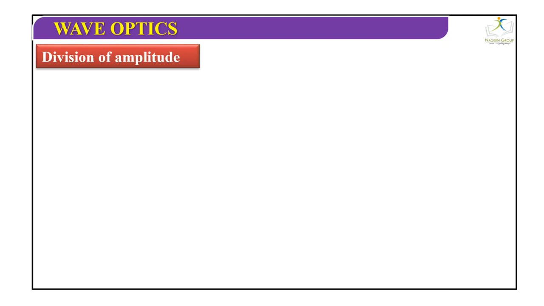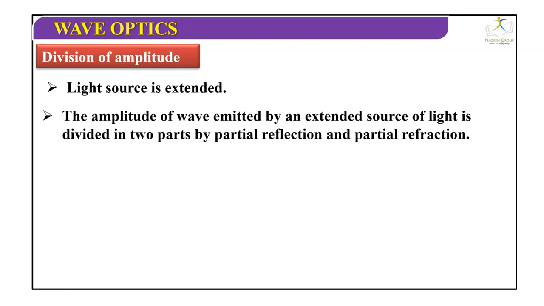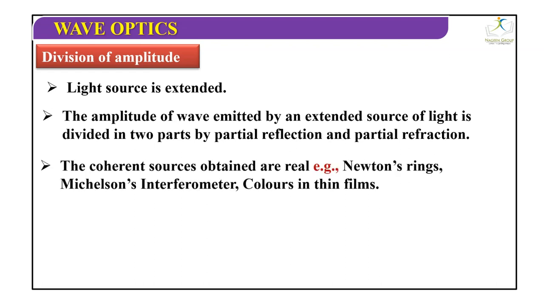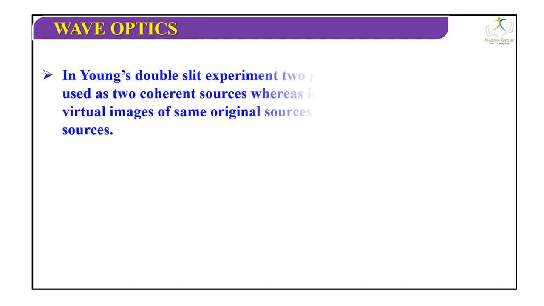Division of amplitude. The source of light is extended. The amplitude emitted by an extended source of light is divided into two parts, by partial reflection and partial refraction. The coherent sources obtained are real. Examples: Newton's rings, Michelson interferometer, colors in thin films.